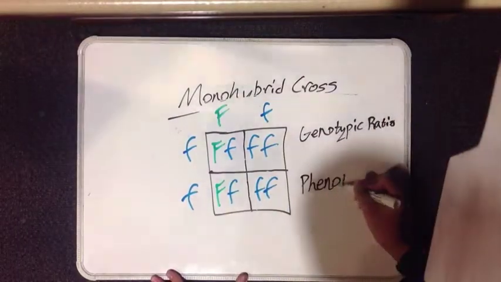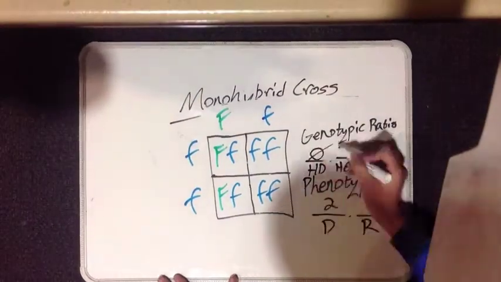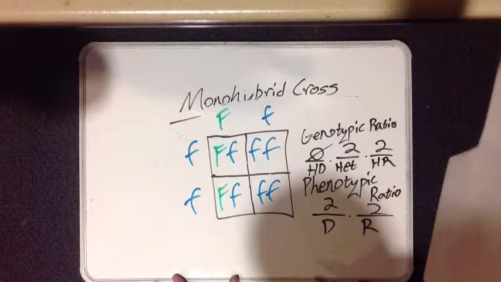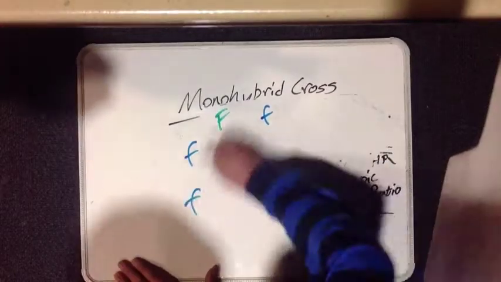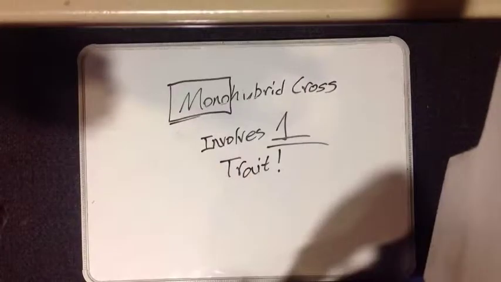Two ways you can display your results are through a genotypic and phenotypic ratio. The genotypic ratio is sorted by the letter, while the phenotypic ratio is sorted by the trait's outward appearance. Remember that a monohybrid cross only deals with one trait.